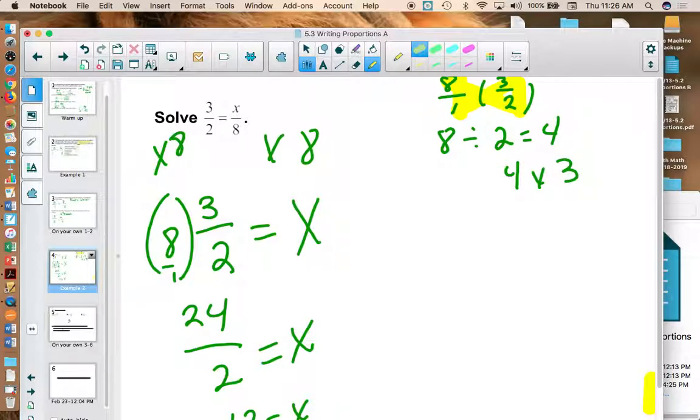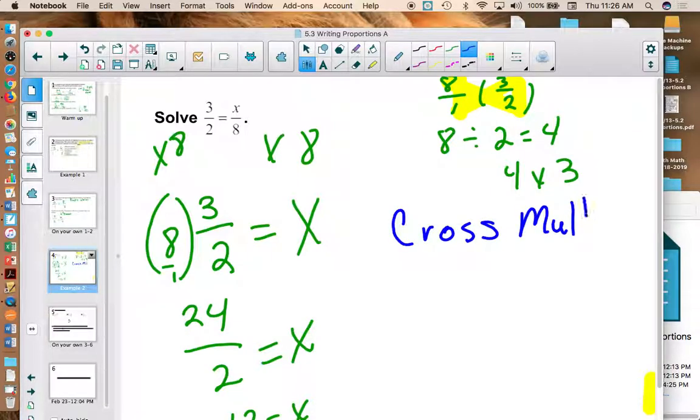Yes, ma'am? I just do cross multiplication because that would be 24 equals 2x, and then it's just like algebra. You do 24 divided by 2. That is the other way that you can legally do this. And it'll work every time.